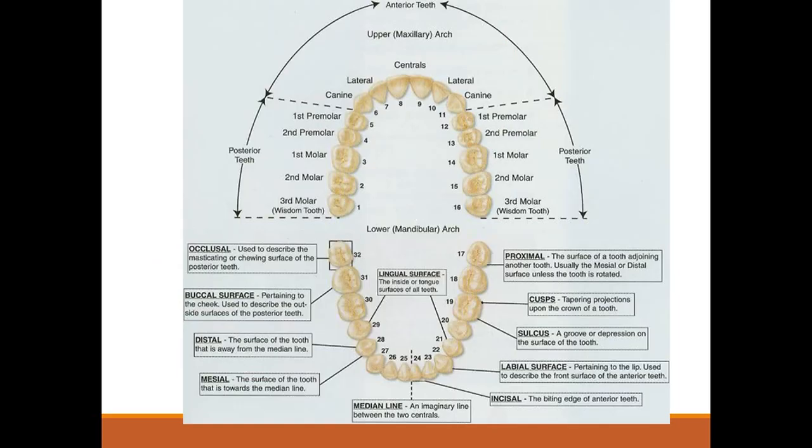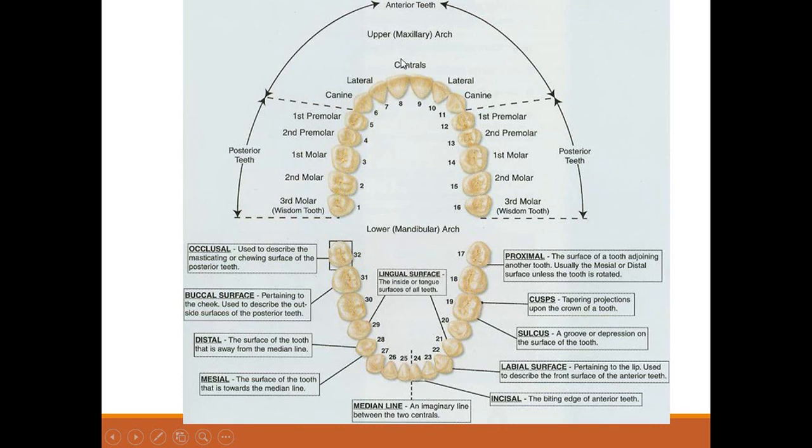This is a great chart that describes our anterior teeth, posterior teeth. It's going to show the maxillary arch, the mandibular arch. It's going to show the tooth numbers as well as the tooth names and their surfaces. And so starting with the posterior teeth, quadrant 1, so we have that imaginary midline here, and you're going to see it describe the median line, an imaginary line between the two centrals.